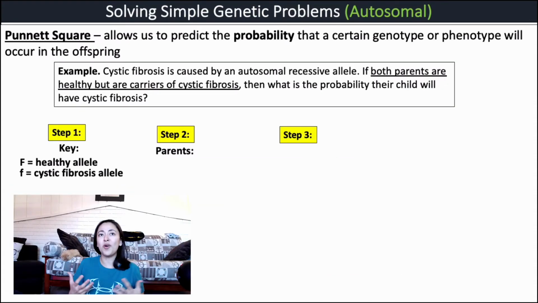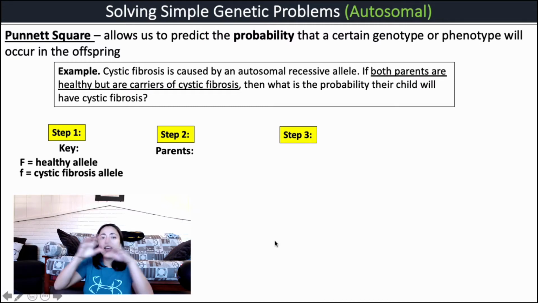Now we're at the fun part where you're going to actually learn how to solve some simple genetic problems. The first set of genetic problems that we're going to solve together are caused by genes on the autosomal chromosomes. The second set of genetic problems that we're going to be looking at specifically look at the inheritance of genes found on the X chromosome. And the reason that we look at this separately is because genes found on the X chromosome affect males and females differently in their inheritance pattern.